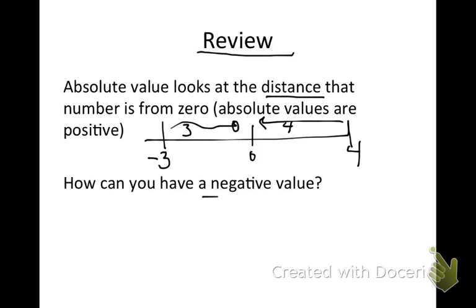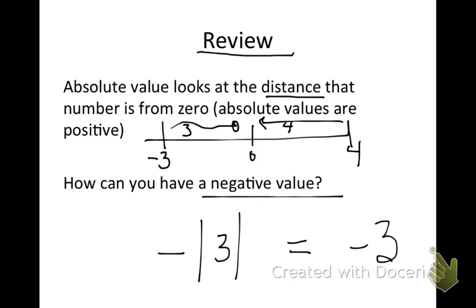And how can you have a negative value? The only way I could get a negative value is if my negative sign is on the outside of my absolute value, so this would be a -3. But an absolute value can only be a positive number.